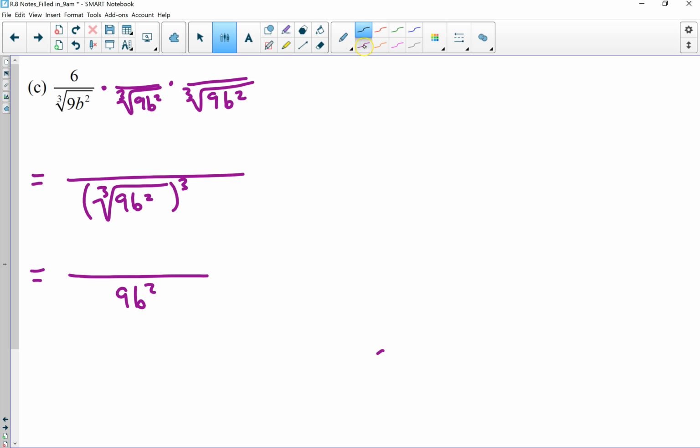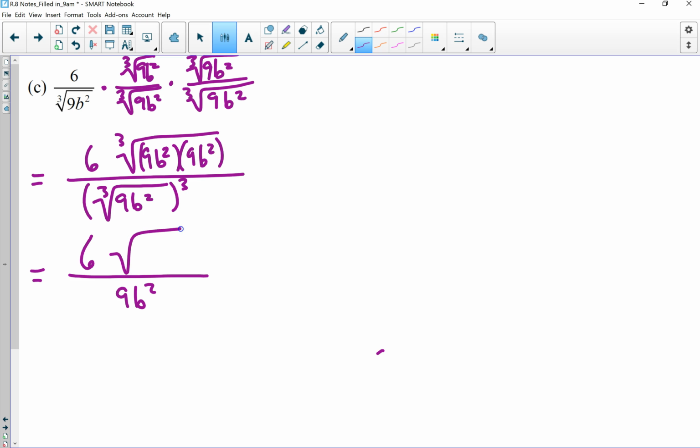So I need to clean up the numerator. I got my denominator all figured out. Now I got to make sure that this is balanced by multiplying the same roots on the numerator. So the 6 would stay outside. These both have a cube root, so I can think of it as one big cube root with the items underneath my cube root multiplying. And so that would get me 6 with a cube root of 9 times 9, which is 81, and b squared times b squared is b to the 4th.